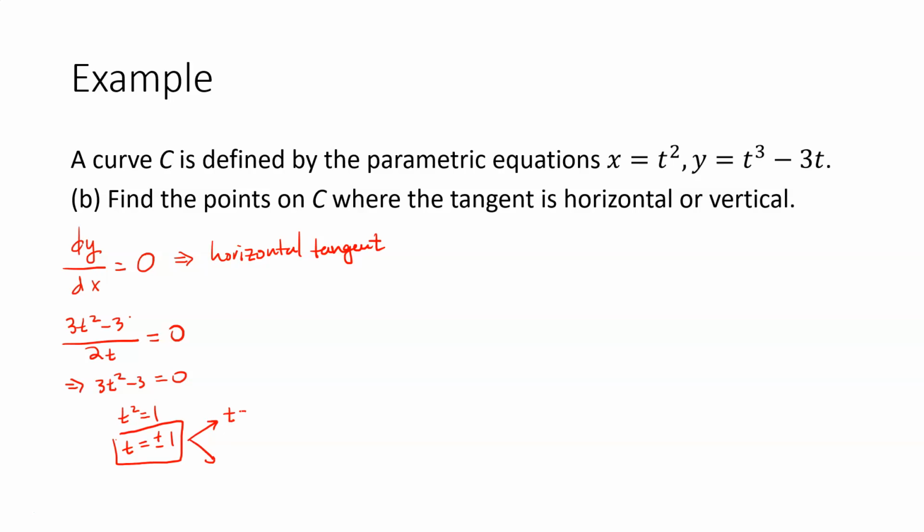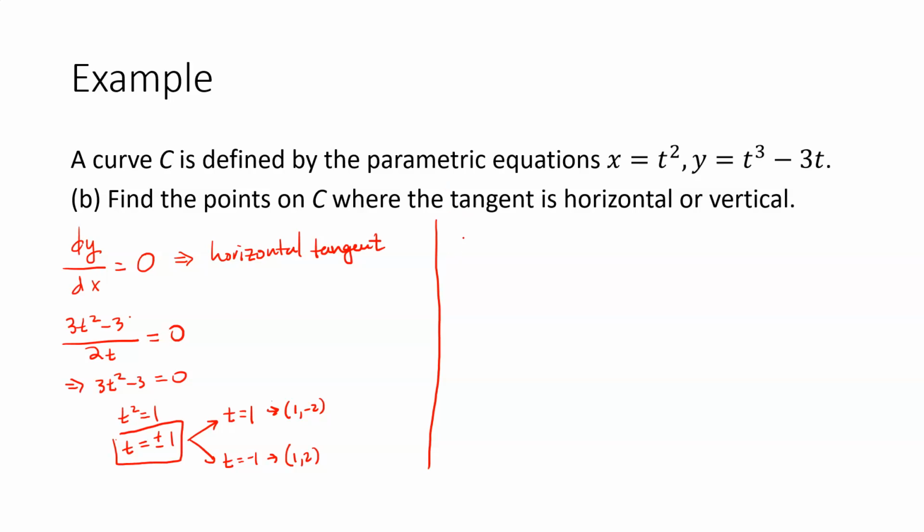So let's look at each of them. When t is 1, we get the point (1, negative 2). And when t is negative 1, we get the point (1, positive 2). So those would be the 2 points on our curve that have a horizontal tangent.